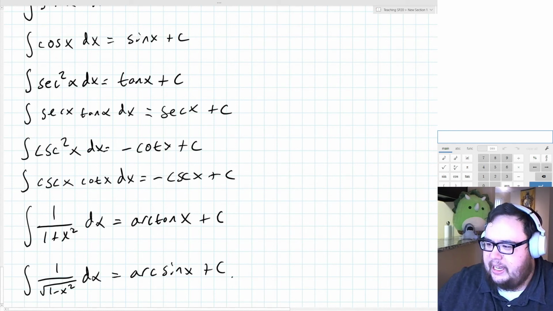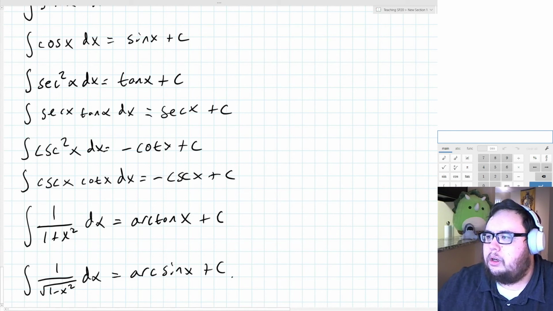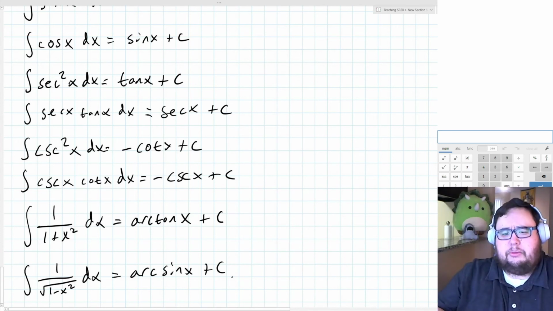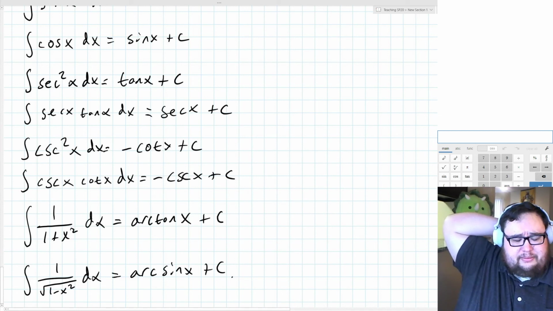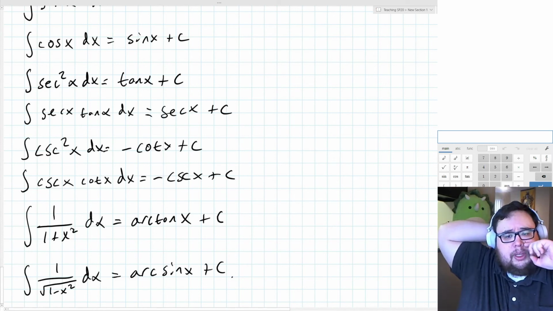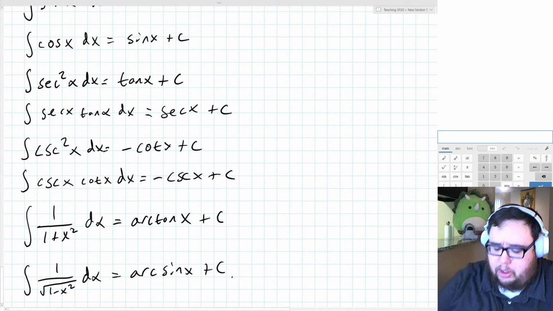And right now, these are basically the rules that we're going to have for a while. We're not going to be able to do a whole bunch of other stuff until we talk about the method of substitution. Right now, this gives us a pretty narrow range of functions that we could antidifferentiate. But it does give us some. For instance, this gives us all polynomials.